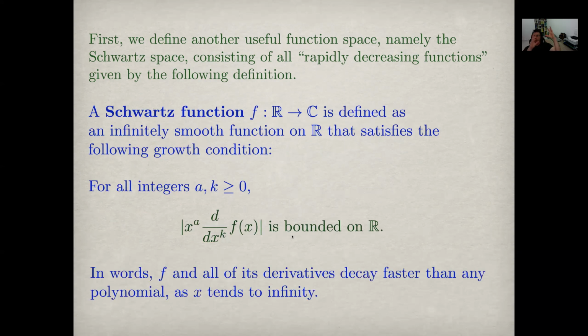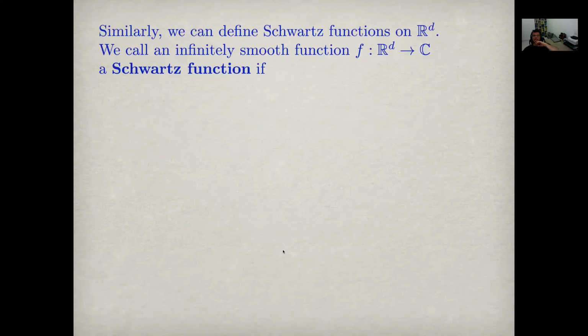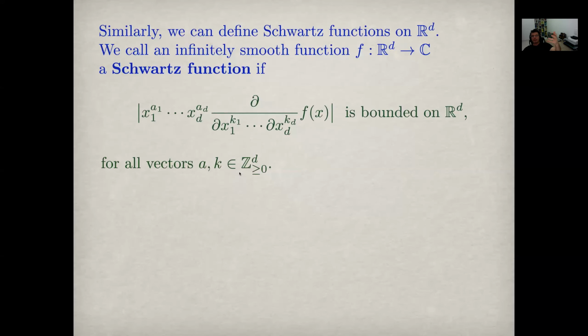Another way of saying it is that both f of x and all of its derivatives decay more rapidly than any polynomial over the whole reals. So these are called rapidly decaying functions. They decay, both f and all its derivatives decay faster than any polynomial. So for example, the Gaussians, which we'll see in a second, are Schwartz functions. Similarly, we can define Schwartz functions in d-dimensional space. It's not very difficult.